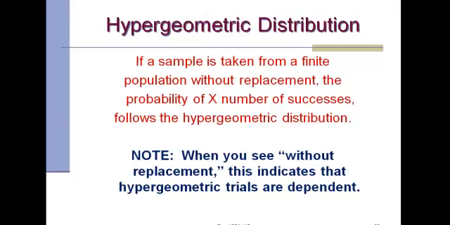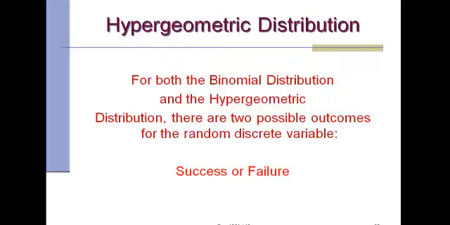Okay, hypergeometric. This is the third one. Hypergeometric, again, this one also seems very close to being binomial, but there's a big difference. In this case, we have a sample taken from a finite population, but the key is without replacement. So the probability of x, the number of successes, if it's without replacement, follows a hypergeometric distribution. If it's without replacement, then that tells you that the trials are dependent.